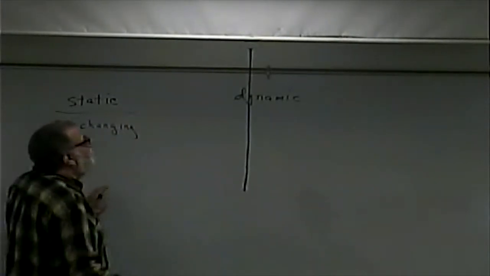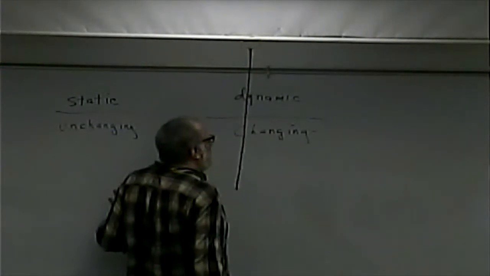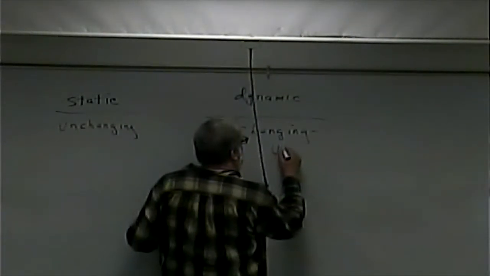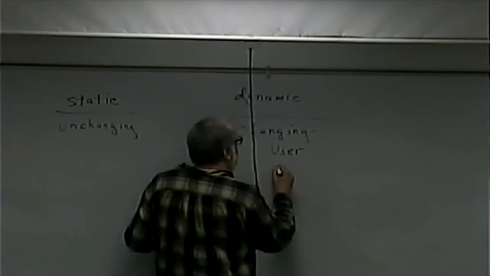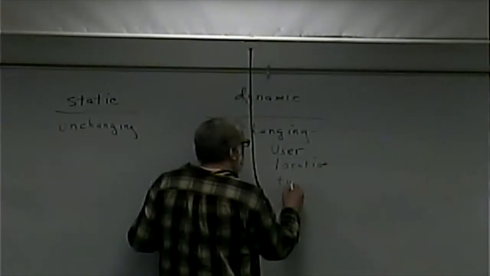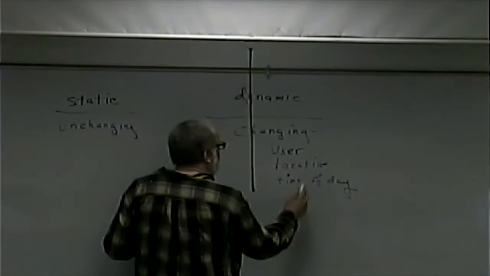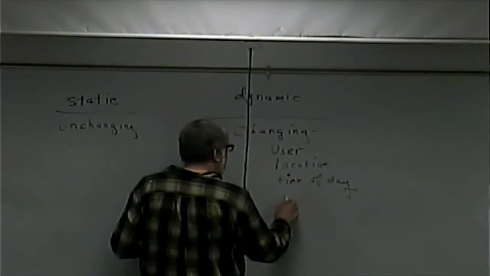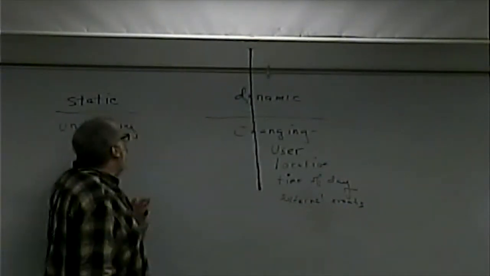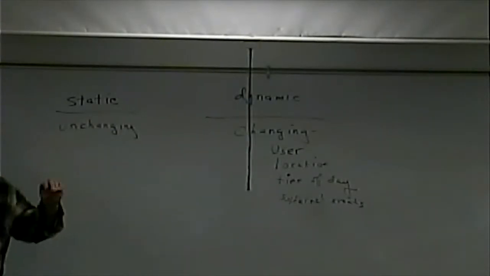The word dynamic means changing. Changing based on what? Can change based on user. Can change based on your location. Can change based on the time of day. It can change based on some other external events. When we say static is unchanging, it means that it is unchanging unless someone manually goes in and changes the code.